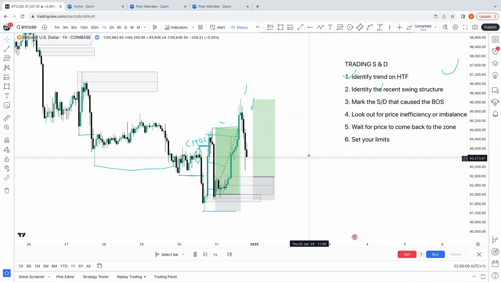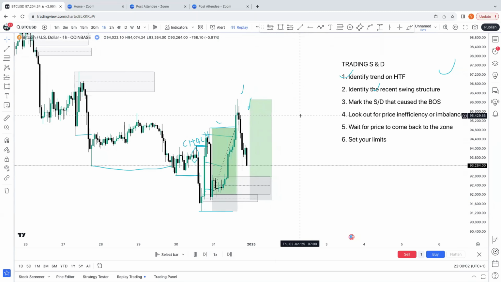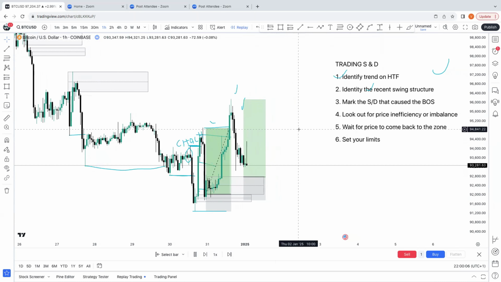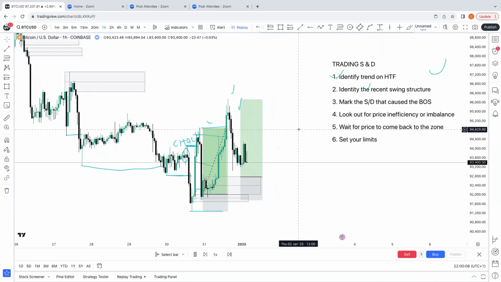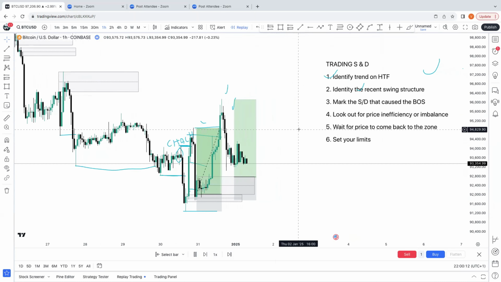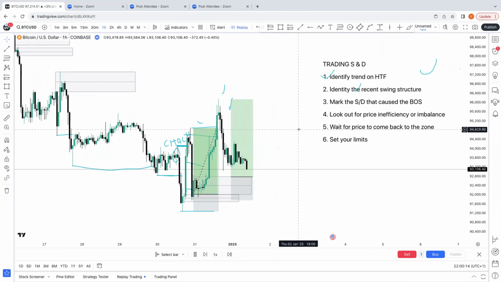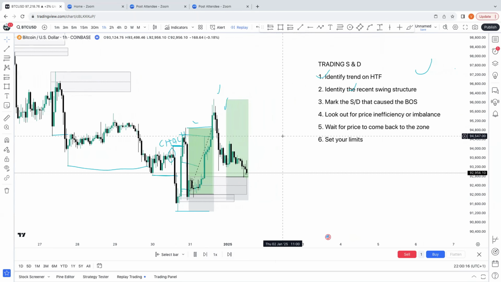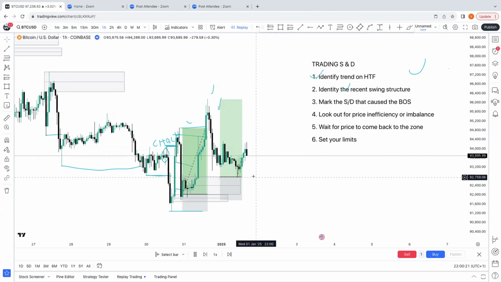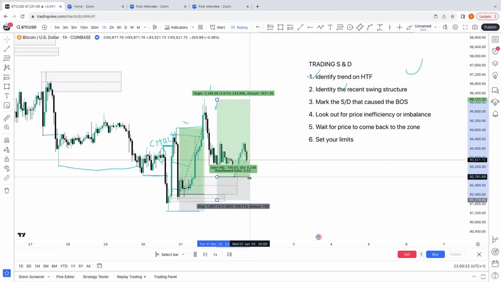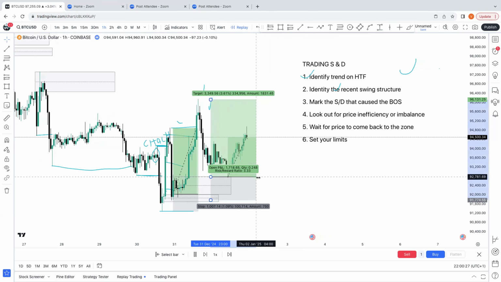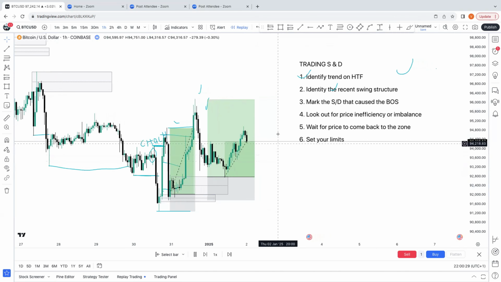Let's see. Okay. Let's see if we get tagged in, if price will tag us in or leave us behind. Okay, we've been tagged in. All right, we've been tagged in. Okay, that's beautiful. Let's see if we hit TP or stop loss. Let's see what is going to happen.